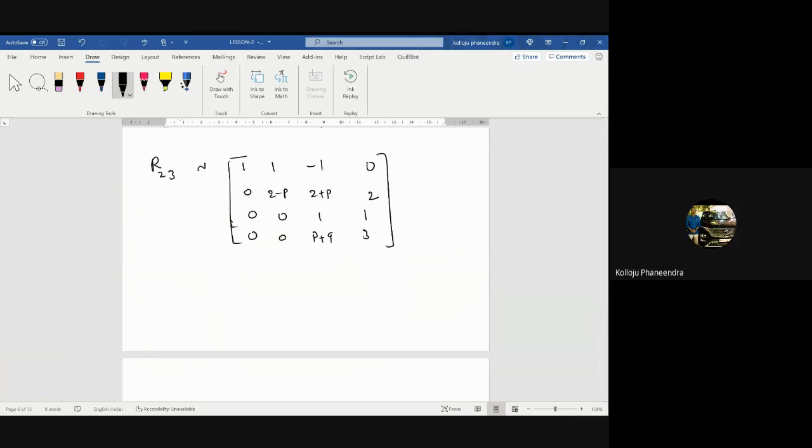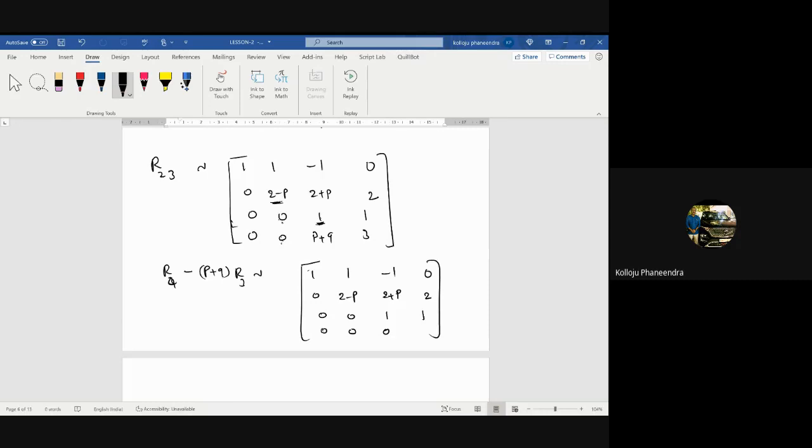What is the next operation? Already before this is the key element. Now already 2 zeros are there. Therefore, using this value, the positions below it are 0. So in the third row, this is the key element. R4 minus P plus 9 into R3. Is it correct? So 1, 1, negative 1, 0. 0, 2 minus P, 2 plus P, 2. 0, 0, 1, 1. This is 0, this is 0, this is also 0.